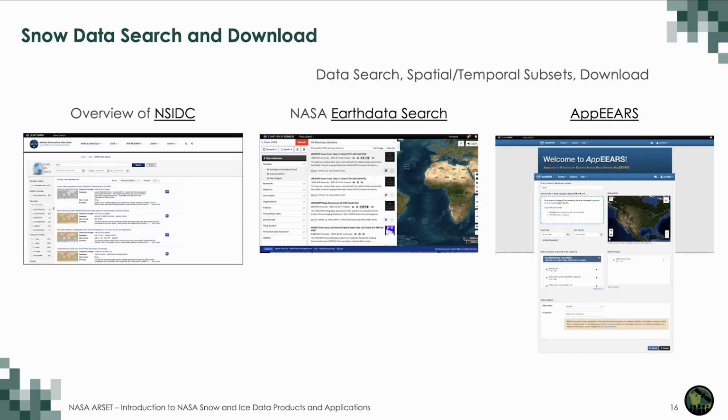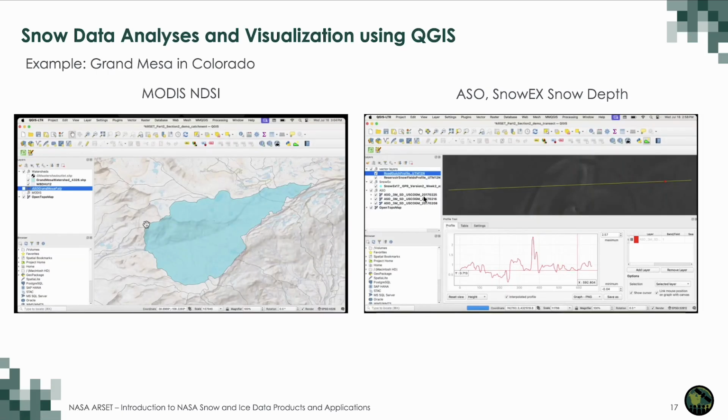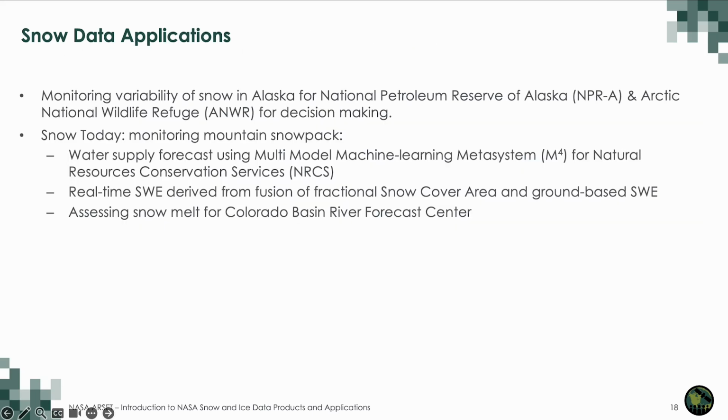NSIDC provided an overview of their website as well as tools for data search, temporal and spatial subset, and download by using Earthdata Search and AppEEARS. And we had snow data analysis and visualization using QGIS. Example here is shown for MODIS NDSI, and this is ASO and SnowEx snow depth, focusing on Grand Mesa in Colorado as a case study.